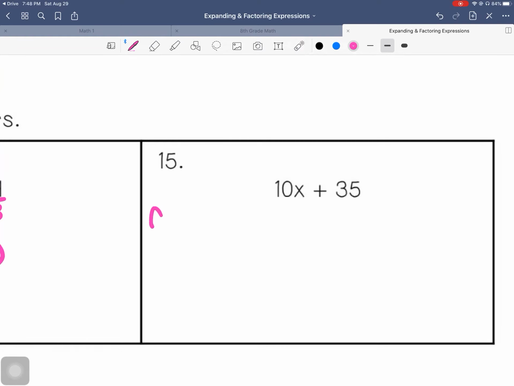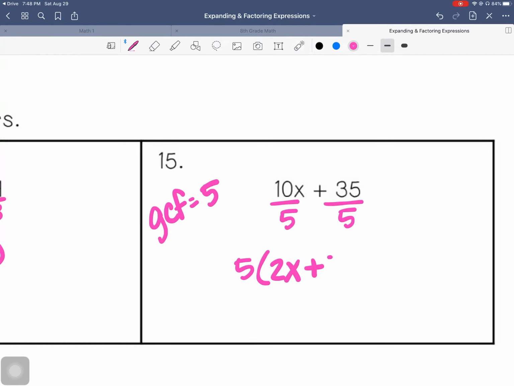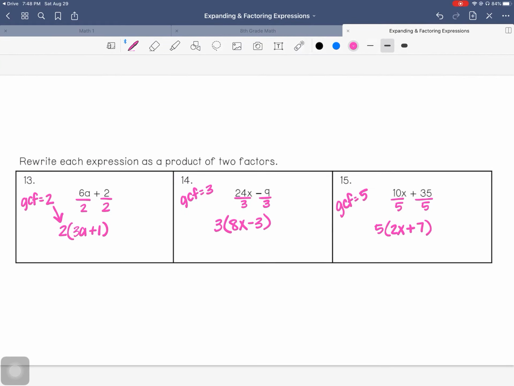Last one, my GCF is 5. I'm going to divide by 5, and I'm left with 2x plus 7. Please include these 3 examples in your notes.